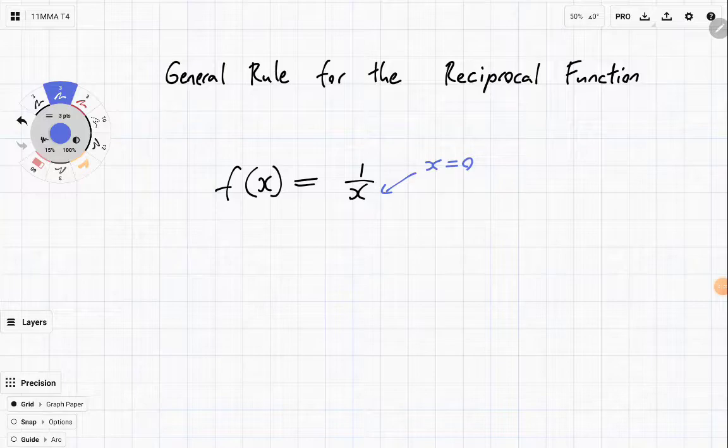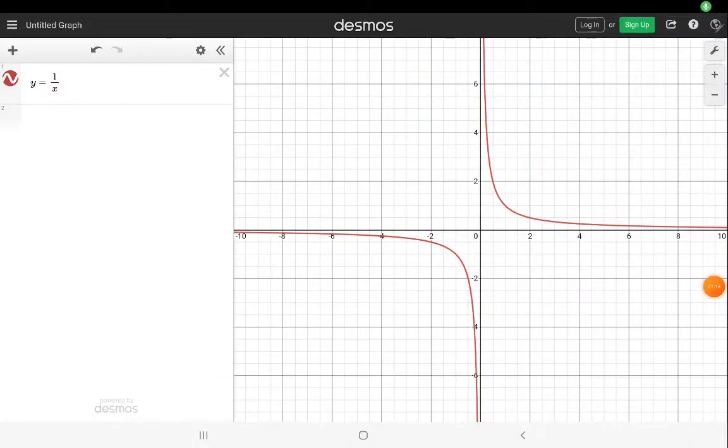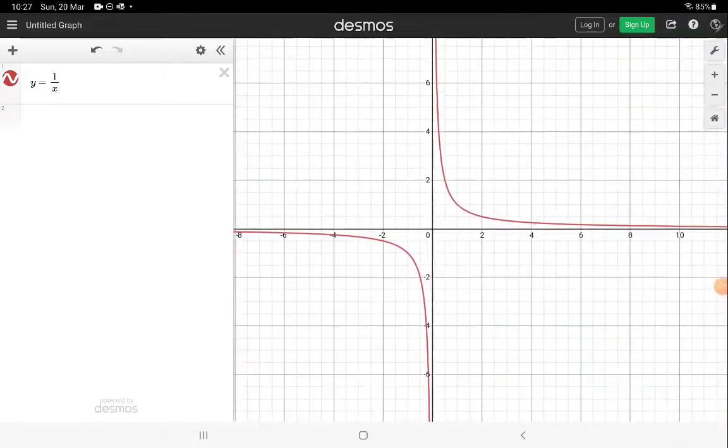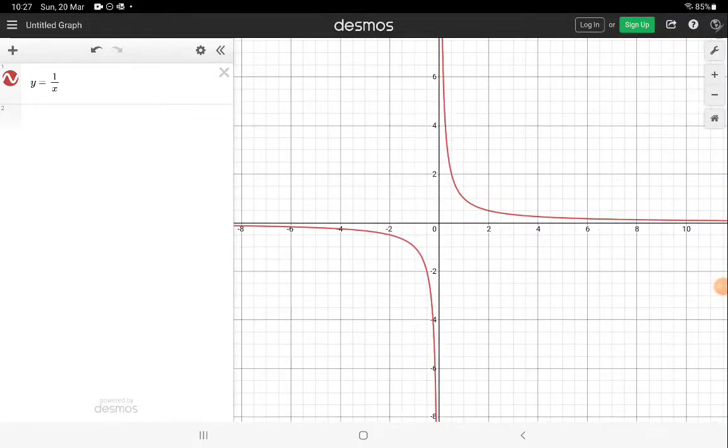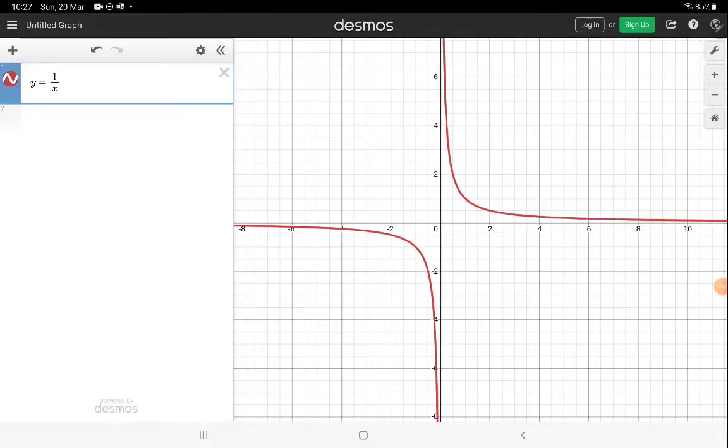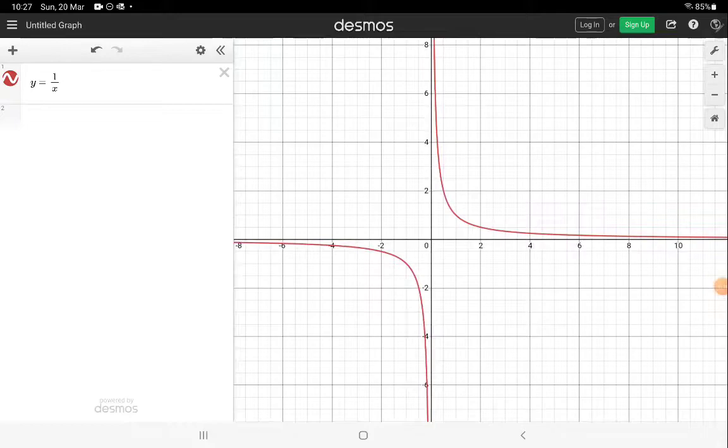So before we jump into the general rule, let's get a sense for this function itself. And what better way to get a feel of a function than having a look at it in Desmos. So this is the graph of 1 over x, or y equals 1 over x. This is the function, and you can see it's got some interesting behavior.